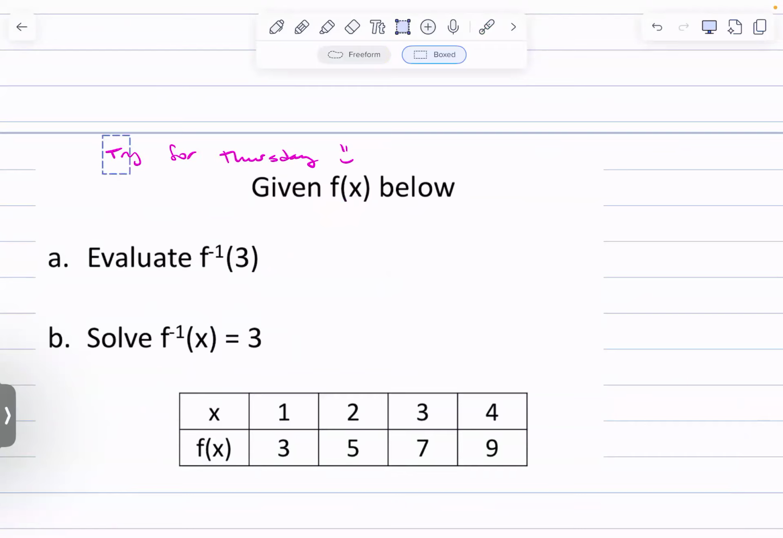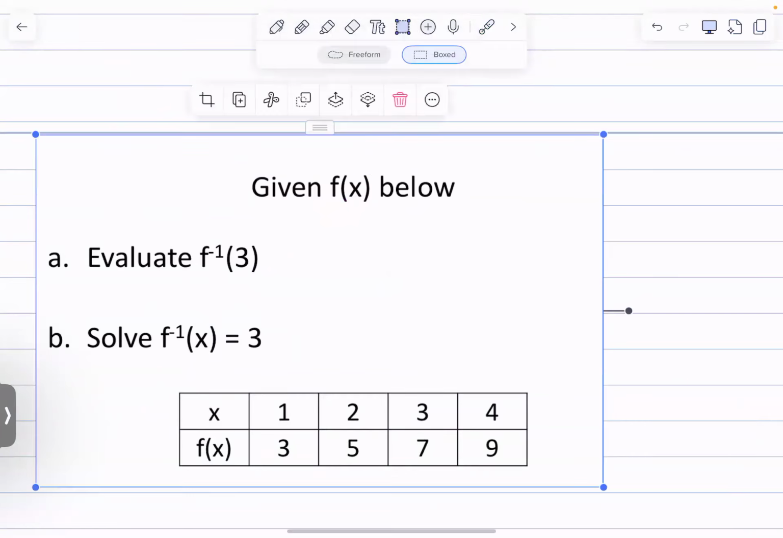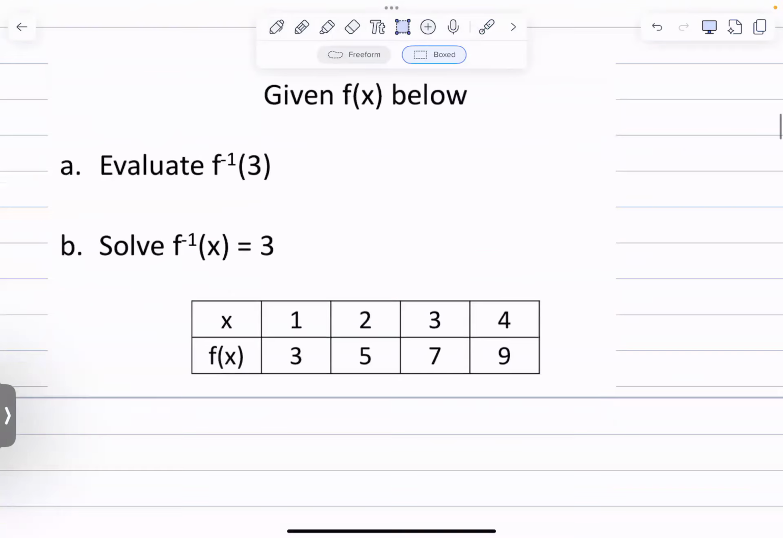Try for Thursday. Well, here we are on Thursday. Delete that. Bump this up.